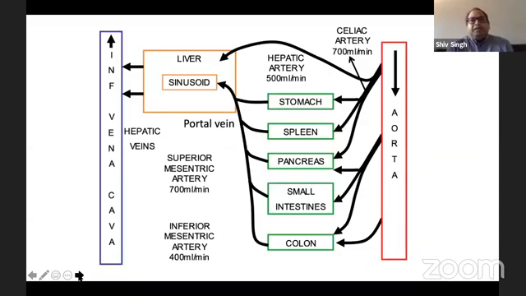So if you look at the blood supply to the liver, it is coming from the celiac trunk. And so the celiac trunk gives rise to the hepatic artery. But a lot of the blood which goes to the stomach, spleen, pancreas, and small intestine is returned back via the portal vein to the liver through the sinusoids, which then drains via the hepatic veins into the inferior vena cava.